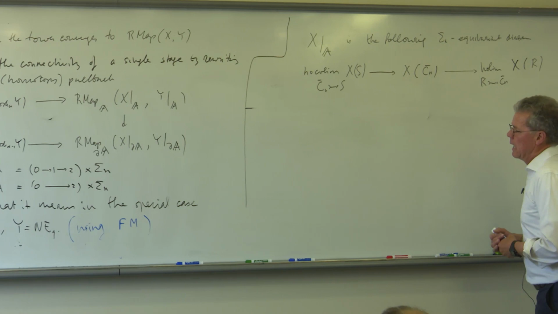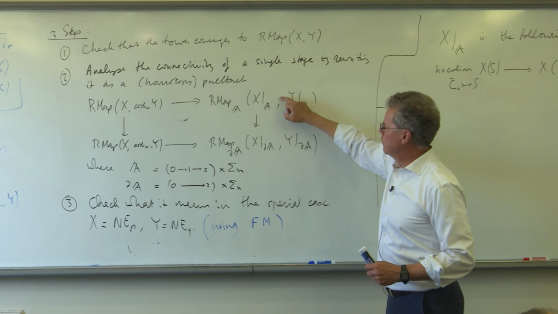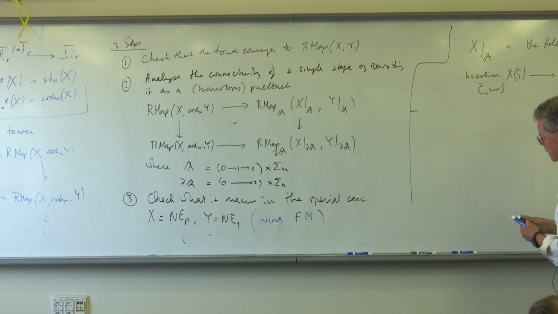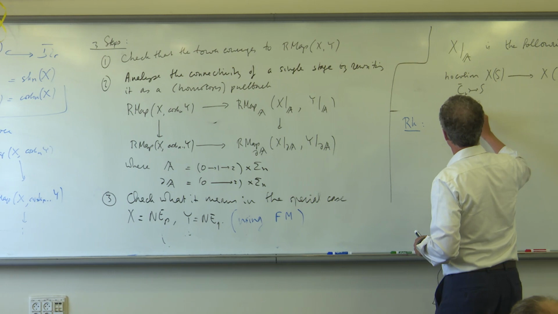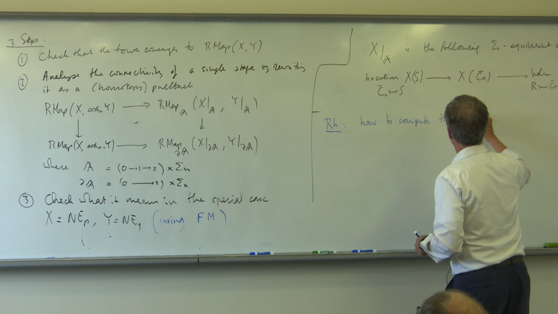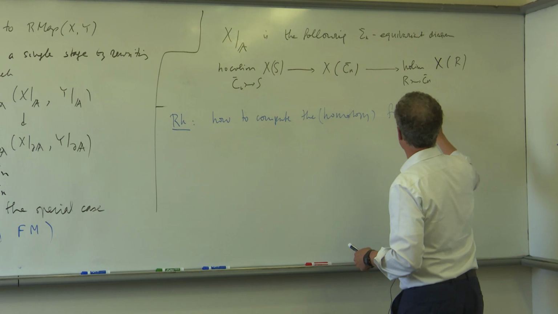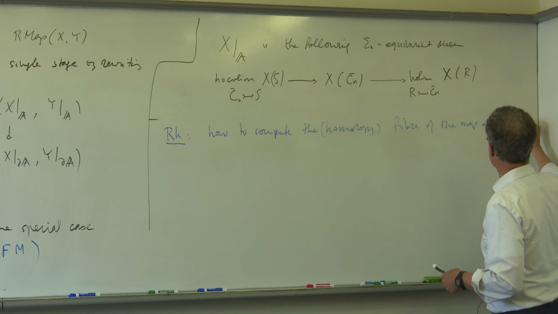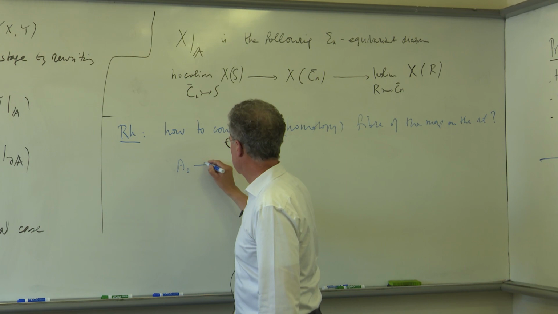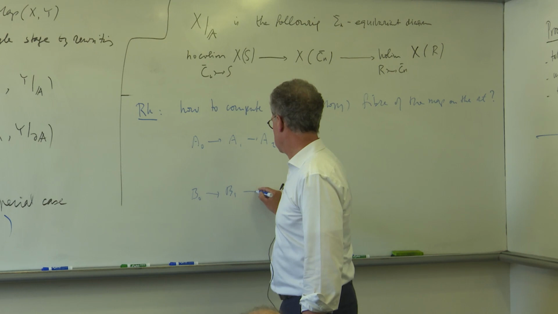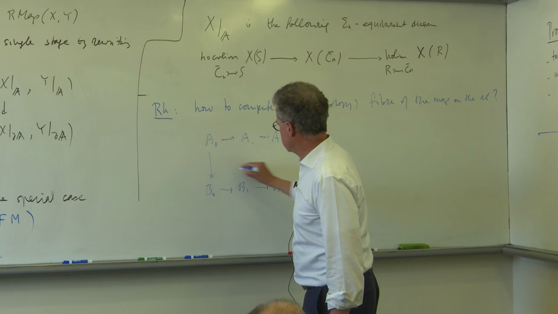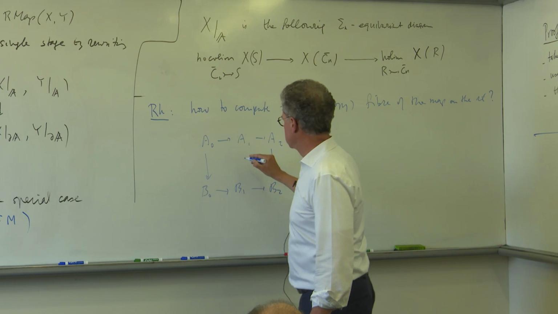Now, how do you compute the fiber of such a thing? So that's another maybe quite standard thing in topology. So maybe a remark. So how to compute the homotopy fiber of the map on the right. Okay, so in general, you have something like this. You have maps A0, A1, A2, that's this diagram, and you have B0, B1, B2, that's the same diagram for Y. Okay, and you know you have a commuting diagram like this.